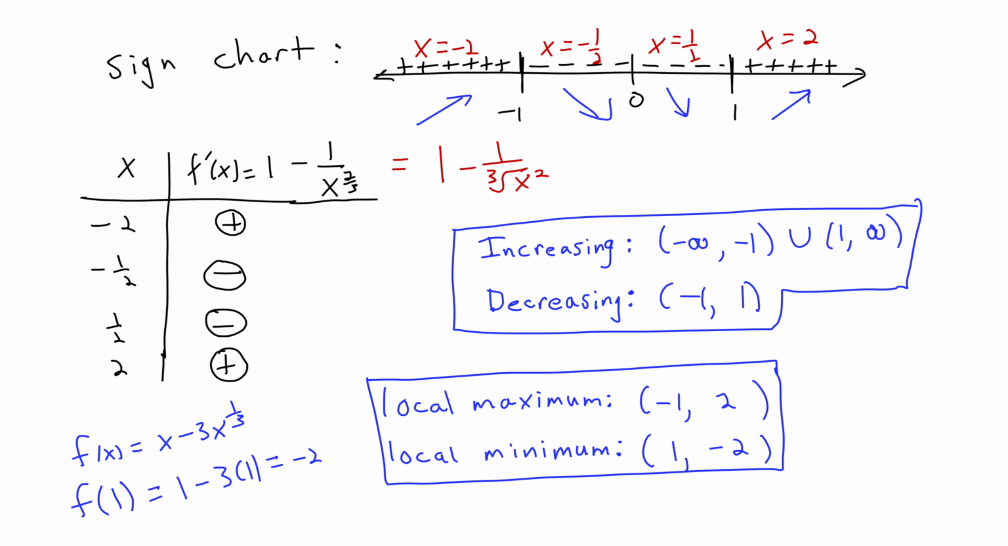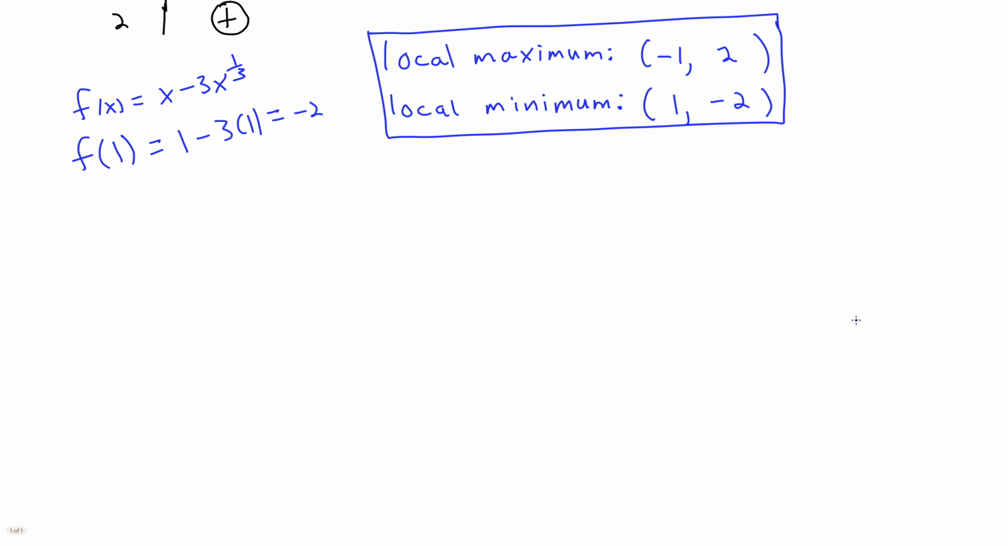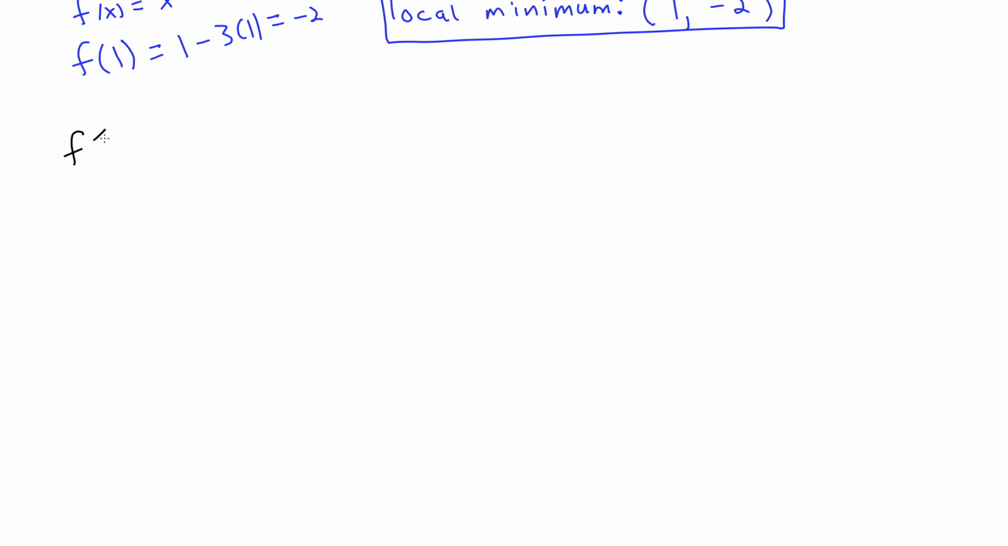So we are ready to move on to the second derivative, f double prime of x. Okay, so that will just label that whole section there. With the second derivative, we'll get the possible inflection points and then examine concavity. Well, first, recall that the first derivative was f prime of x equals 1 minus x to the negative 2/3.